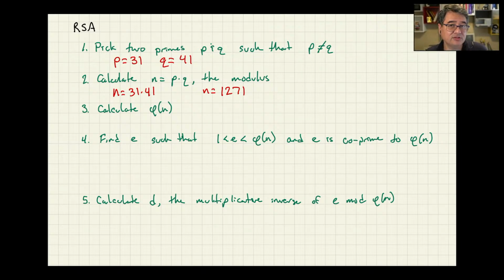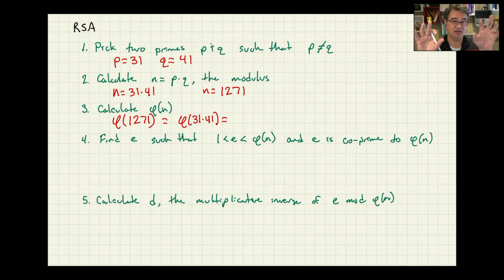Step number 3, compute the totient of n. In this case, the totient of 1,271. Well, this is easy to do because we know that 1,271 is the product of 31 and 41. One of the properties of the totient function says that if we have two coprime factors of a number, we can compute the totient of each one separately and then multiply the results together. Since each one of them is prime, we can just subtract 1 from each, and we've got our answer.